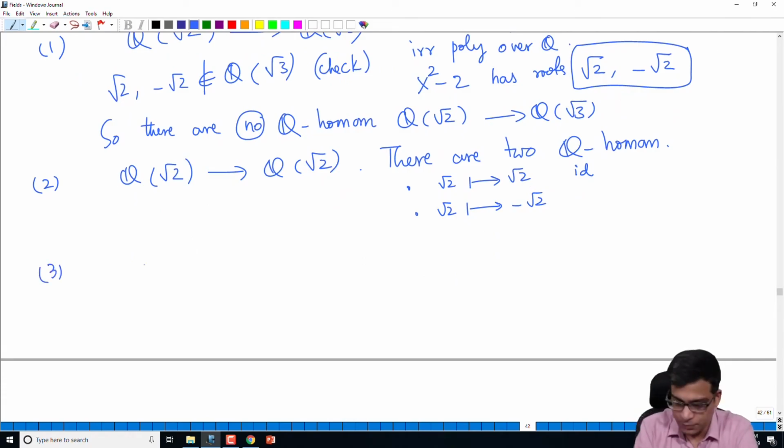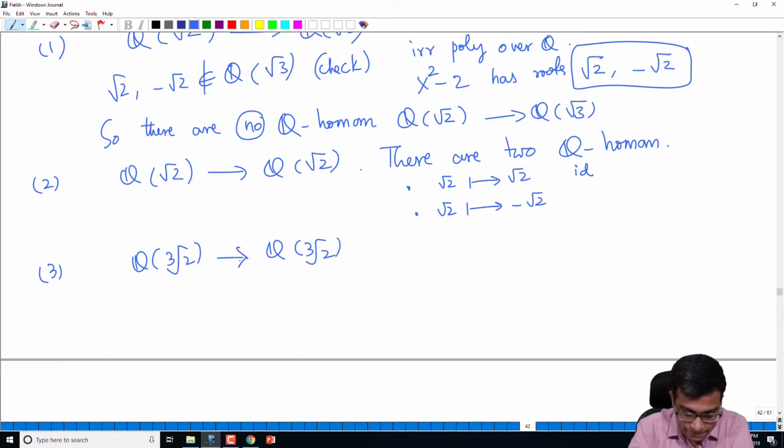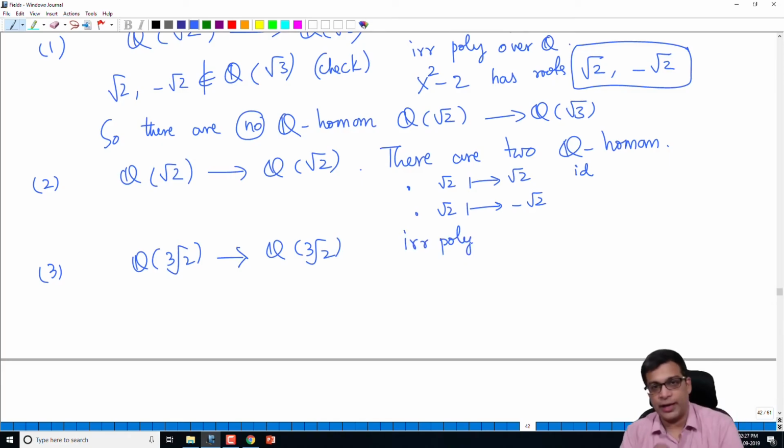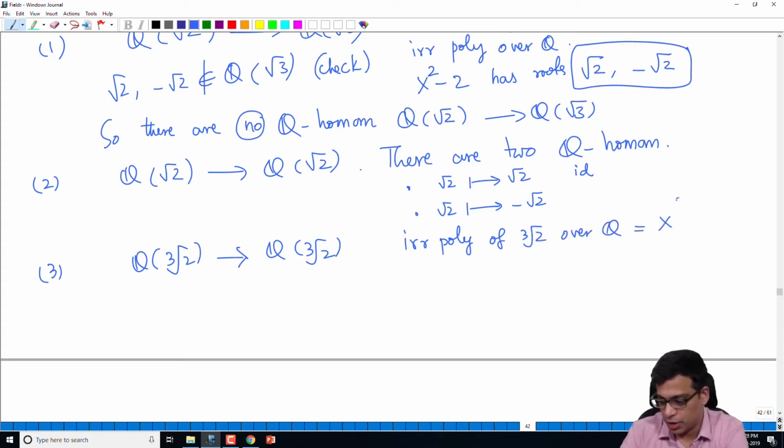The third example is, let's take Q adjoined cube root of 2, with cube root of 2 going to cube root of 2. So this is the example that we considered earlier. Cube root of 2 has an irreducible polynomial. So again, this is the mantra. To determine possible images of an element, look at its irreducible polynomial, find out its roots and see what are the possible elements that you have in the target field. So the irreducible polynomial of cube root of 2 over Q, it is very easy to check again, is x cube minus 2. What are the roots of x cube minus 2 in some large field, right?